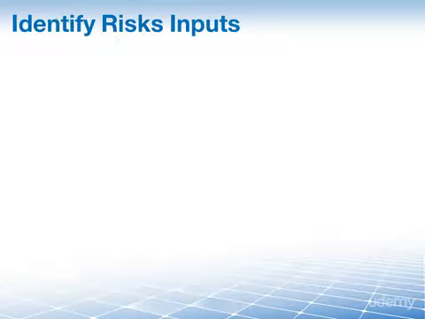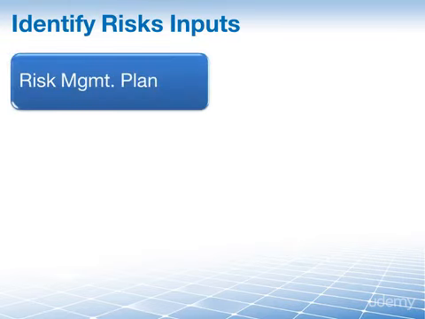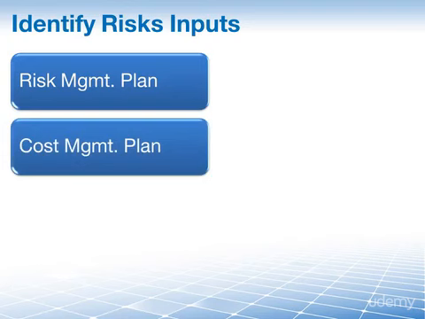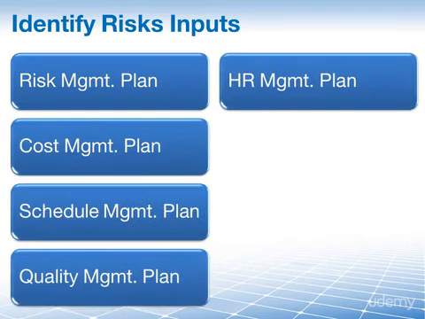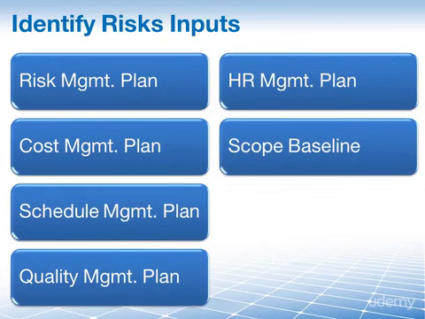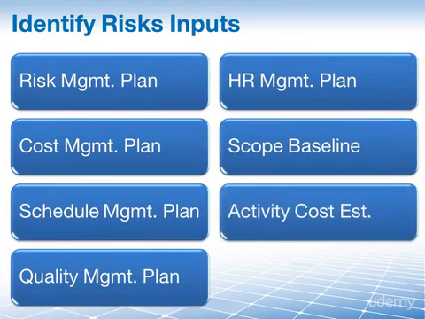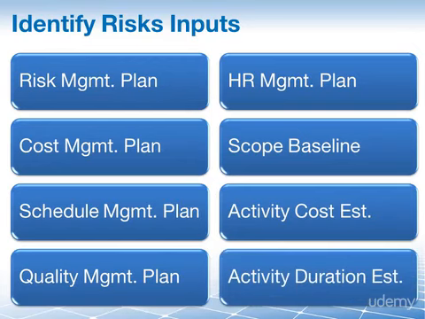Okay, so this is a heavy process, heavy in regards to the inputs. In particular, the Identify Risks process has the following 13 inputs, and they are the Risk Management Plan, obviously, the Cost Management Plan, the Schedule Management Plan, the Quality Management Plan, the Human Resource Plan, the Scope Baseline, the Activity Cost Estimates, and the Activity Duration Estimates.